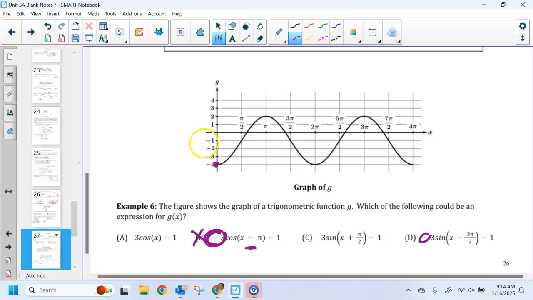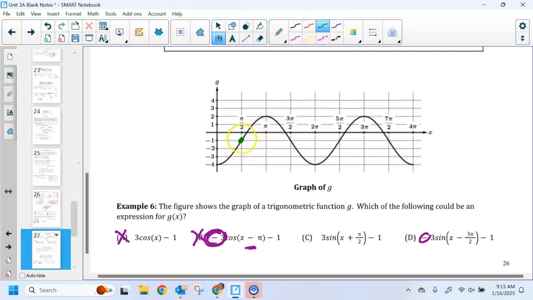So then we think, what if it's just a plain cosine function? Well, if it were a plain cosine function, then it would need a phase shift right by pi. Well, the plain cosine function without the negative out in front doesn't have a phase shift. So it's not this one. So now let's take a look as if it's a sine function. So it could be a sine or a cosine function. That's the beauty of this.